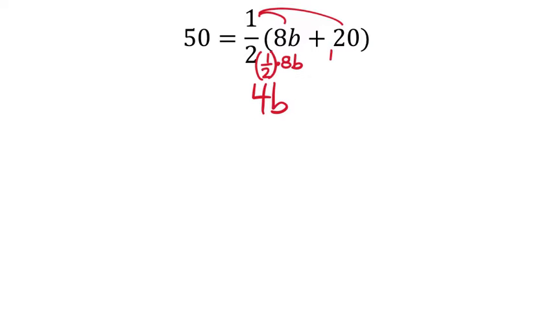And then also we have 1/2 times that, that'd be positive 20. But again, in the calculator, we're going to put this in parentheses. 1/2 times 20 is positive 10. Since it's positive, I'm going to show a plus sign between the 4b and the 10. And now I can take that 50 equals and drop it, and this gives me the new equation.